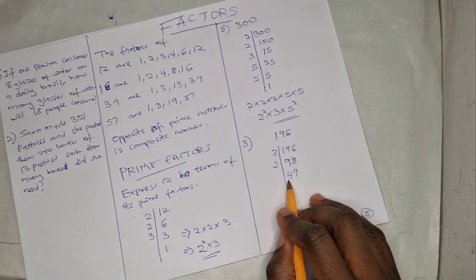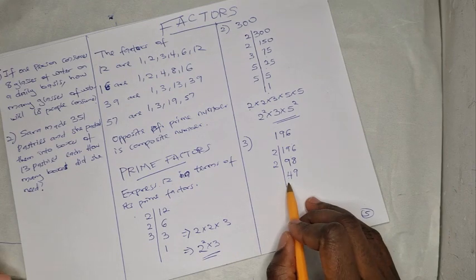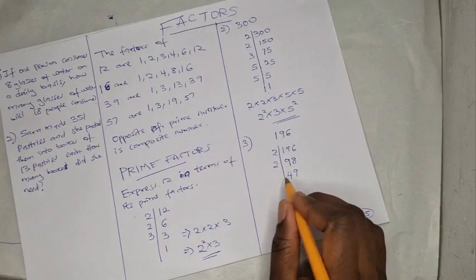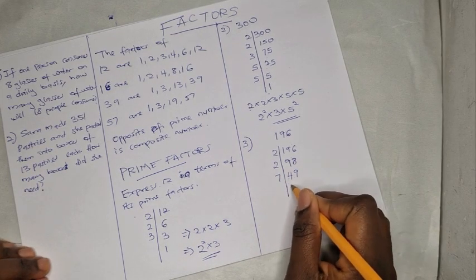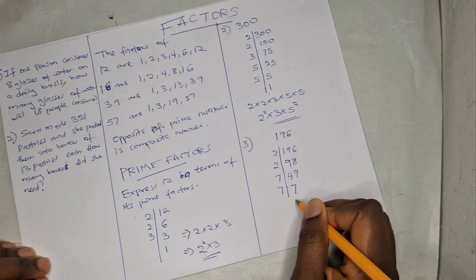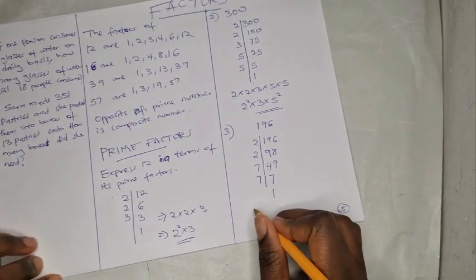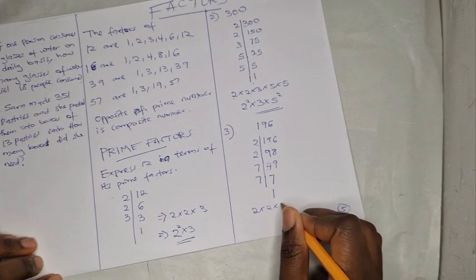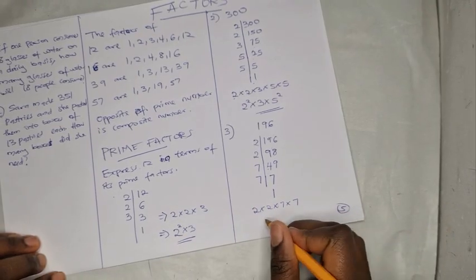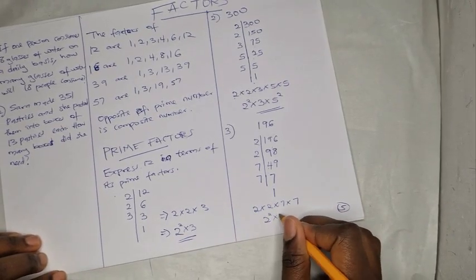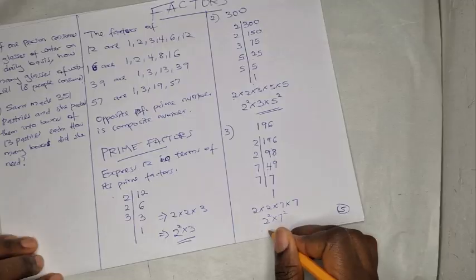The next prime number after 5 would be 7. So we use 7 to divide. So we start from the smallest, then we keep moving up. So 7 in 49 would give 7, and 7 in 7 would give 1. So now we would have 2 times 2 times 7 times 7, and that would give 2 raised power 2 times 7 raised power 2.